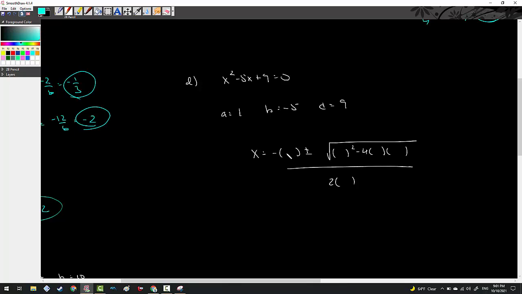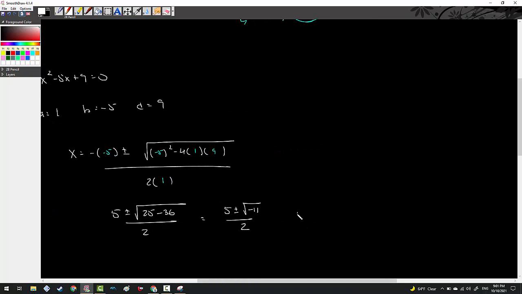And so from here, negative 5, 1, 9. I see what's going to happen here. So 1. And so this is going to be 5 plus or minus the square root of 25 minus 36 all over 2. So 25 minus 36 is going to be negative 11 over 2, which unfortunately cannot be solved, so no solution. Again, that's because we can't take the square root of a negative number.